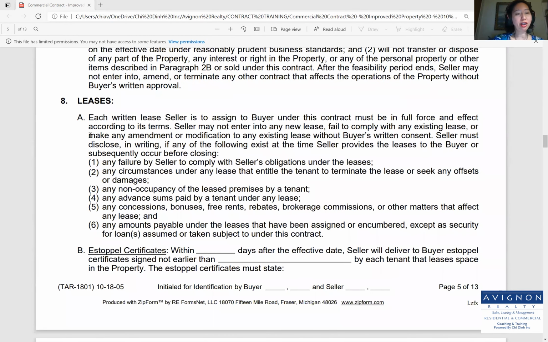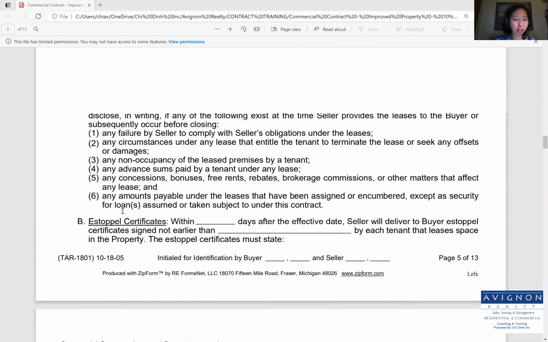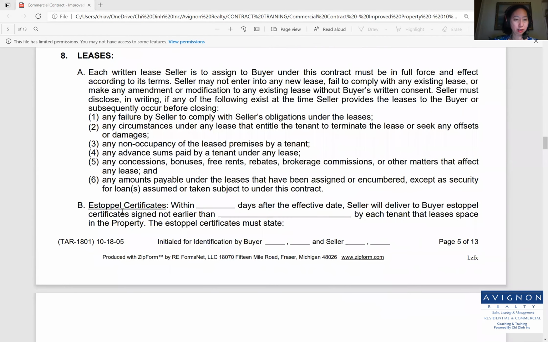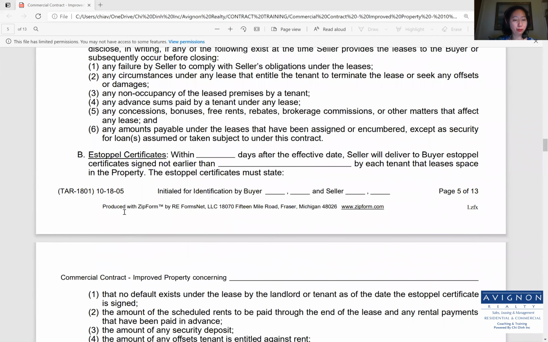Then you have paragraph 8, leases. Each rent and lease seller is to assign to a buyer under this contract must be in full force and effect according to its terms. And there's more to it here, 1 through 6, regarding leases. And then there's B, estoppel certificates.